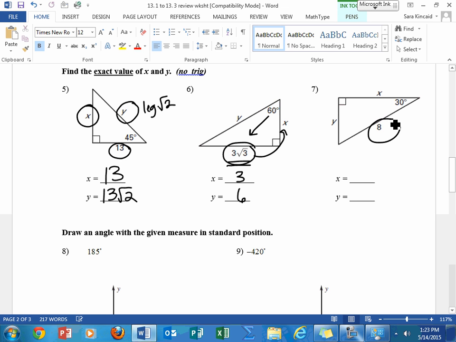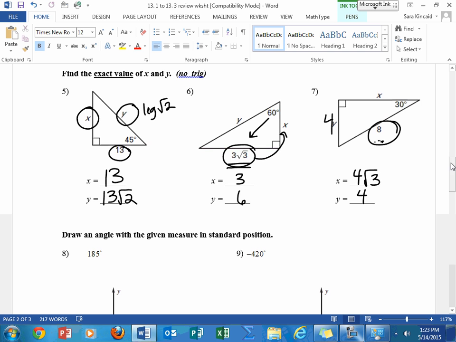So number 7, another 30, 60, 90. This time we have the hypotenuse. The hypotenuse is twice the short leg, so 2 times the short leg. So if I know that's an 8, that means the short leg must have been 4, because 2 times 4 would have made 8. And if that's a 4, then my long leg is 4 square roots of 3. Remember those formulas. Remember how we were working with those on a graph. This is just going back to when they weren't on a graph.